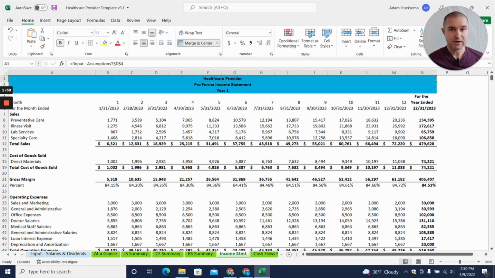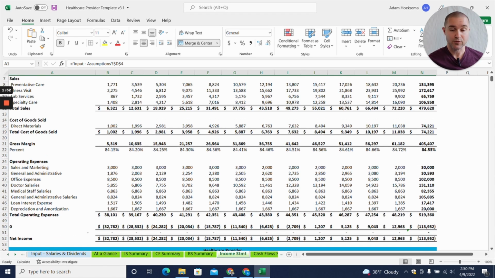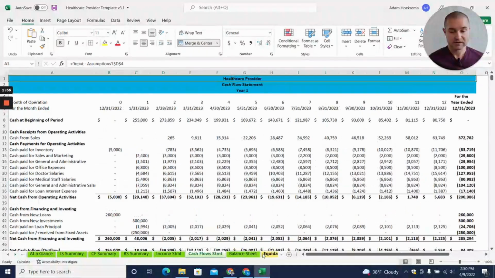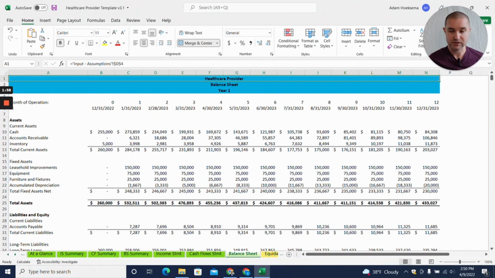Then income statement for 5 years, but broken down by month. So you get to see each month of detail. And the same thing for the cash flow and the balance sheet. So that's what you're going to get when we're done with this.